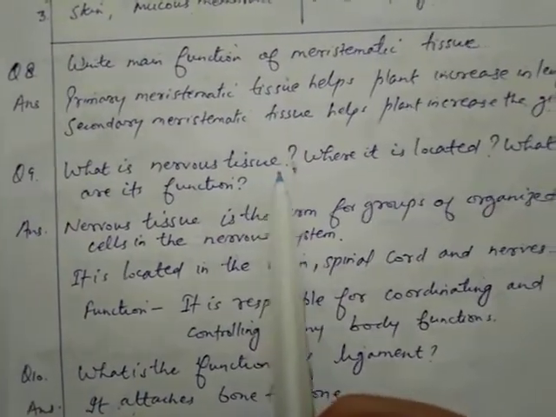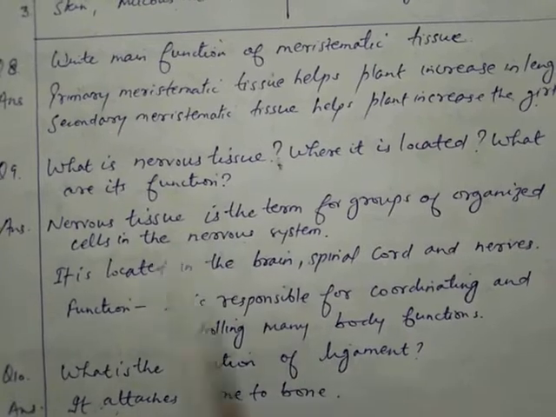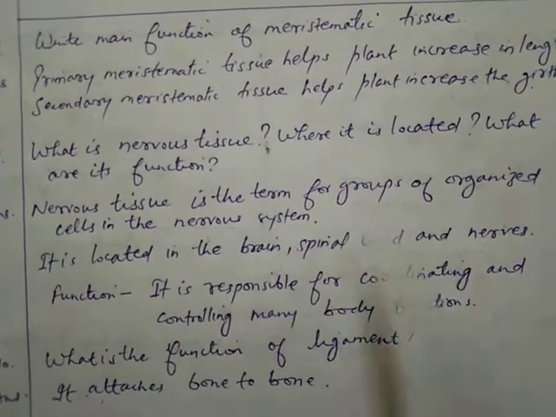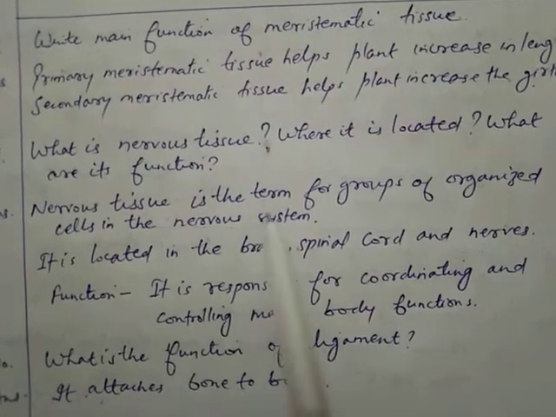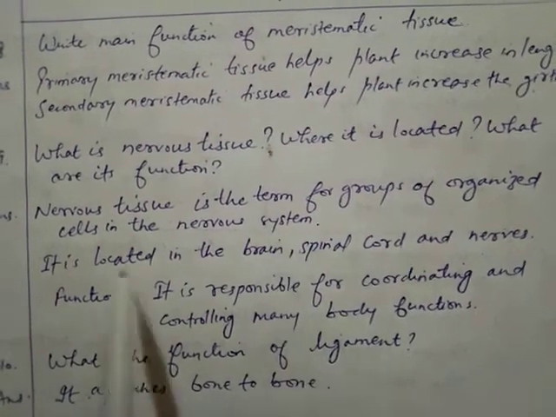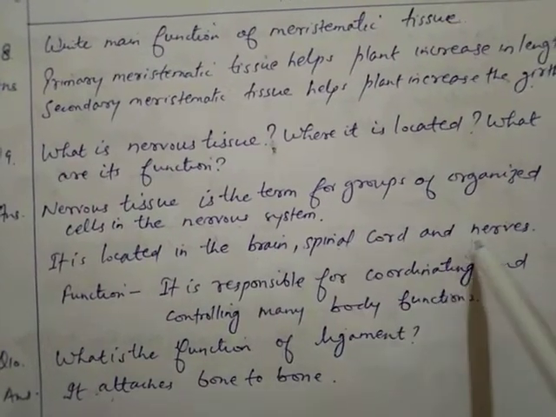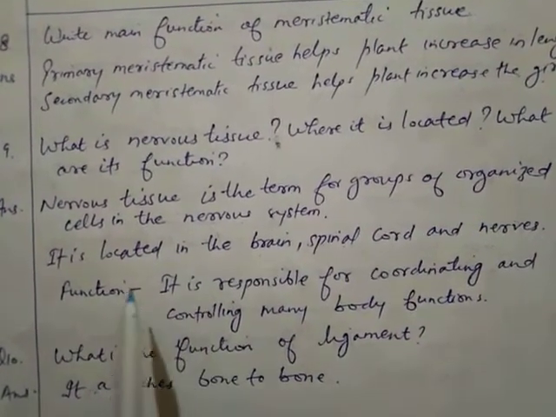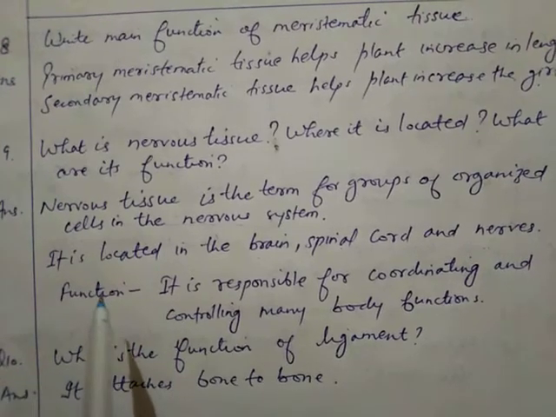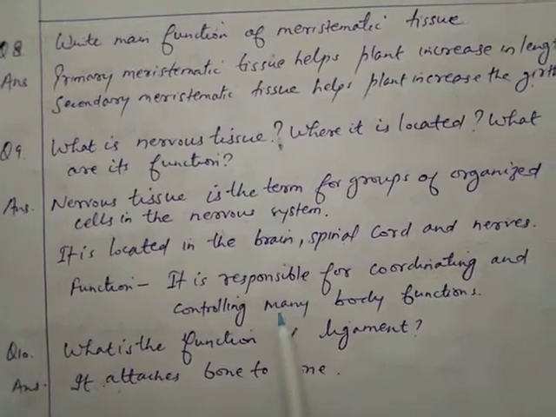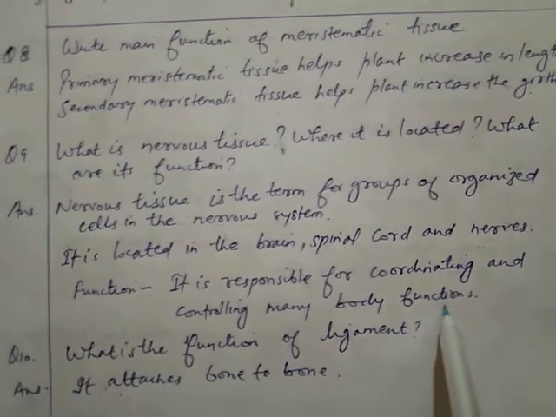Question number 9: what is nervous tissue, where is it located, and what are its functions? Nervous tissue is the term for groups of organized cells in the nervous system. It is located in the brain, spinal cord and nerves. It is responsible for coordinating and controlling many body functions.